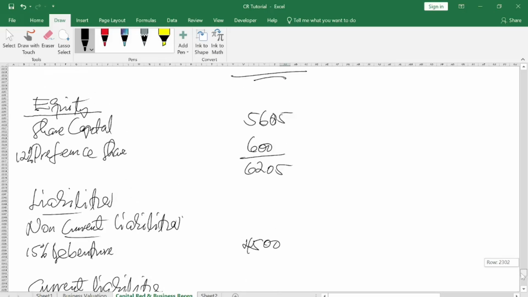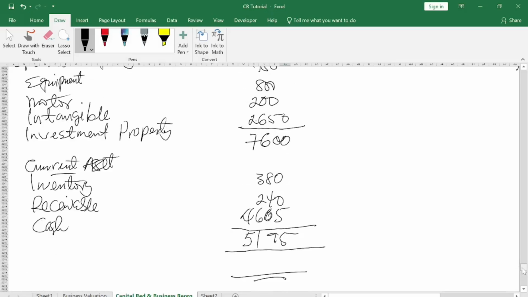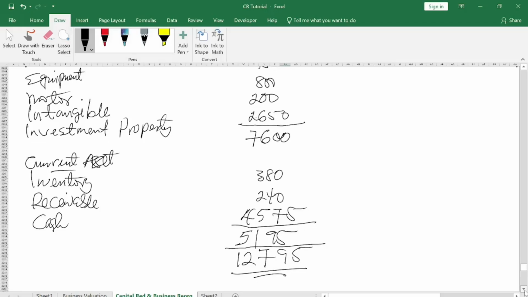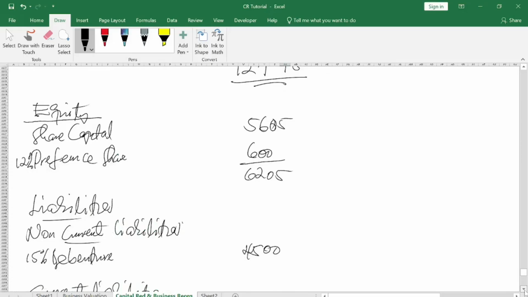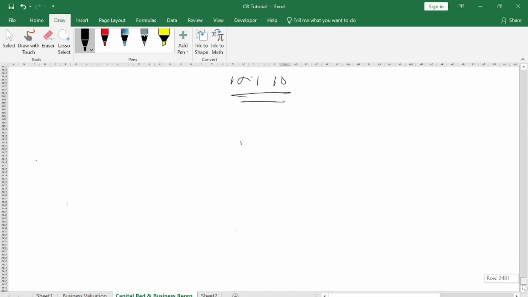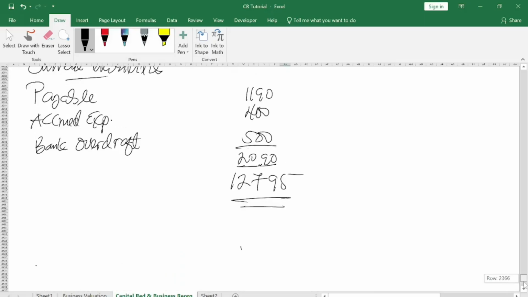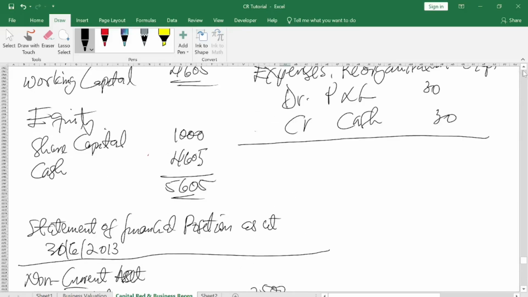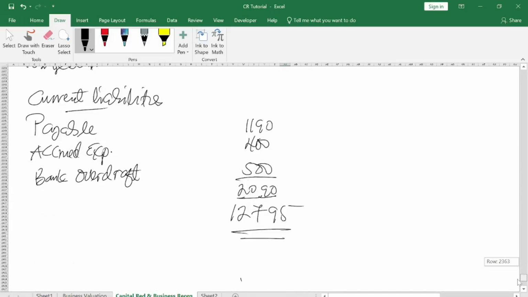Then let's come here. If that one is corrected, then our working capital, our cash here, will also be corrected. So here we will show 4575. Now add 5155. Now add this 7,000. So that gives you 12,795. That's it. So let us see if it is balanced. 12,795. All right, so it is well balanced. This one is 12,795.